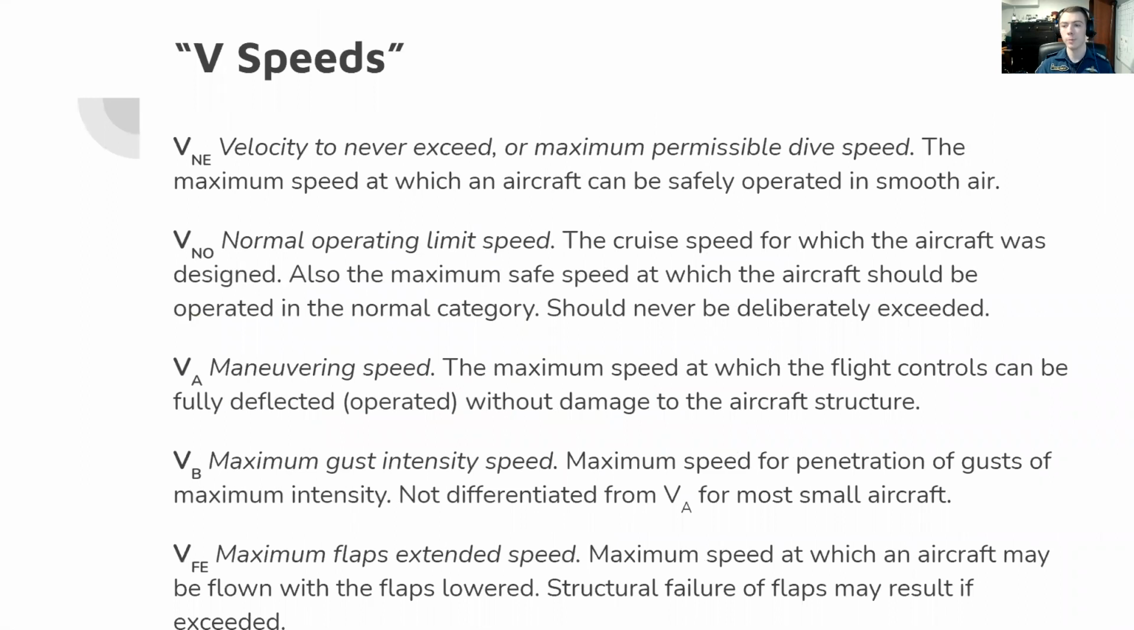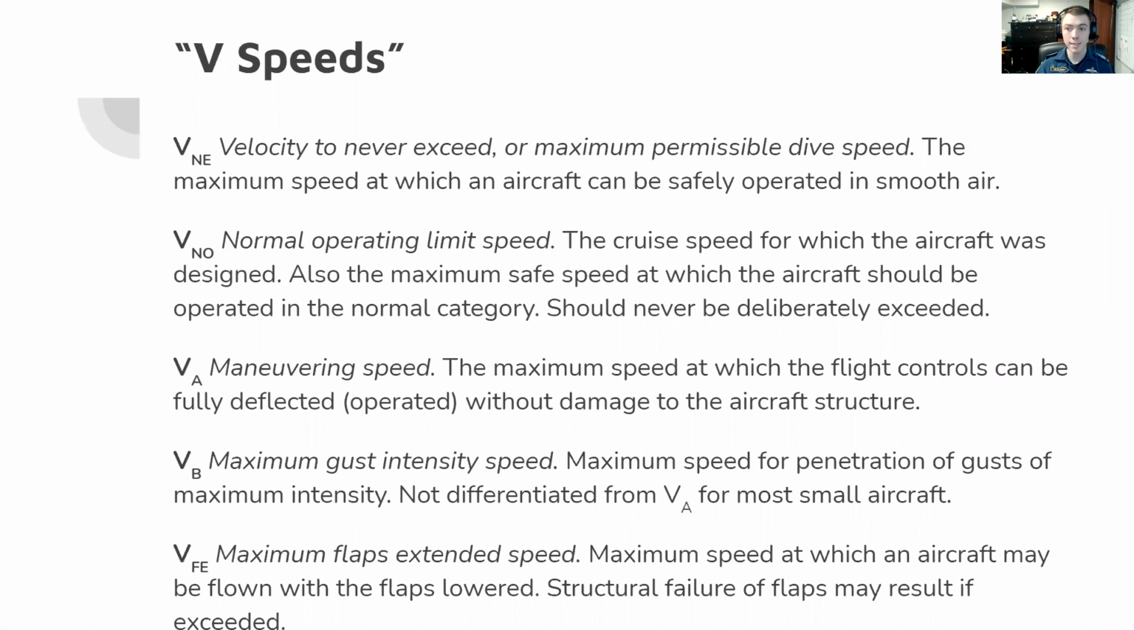V-speeds. There's a whole bunch of these, and it is important to understand what they mean. They're all abbreviations, and you can find many of them on your airspeed indicator in the aircraft. There are a lot more than this, but these are the really important ones. VNE is one you're going to hear a lot, especially if you go on glider or power. It is the speed you cannot exceed in that aircraft.